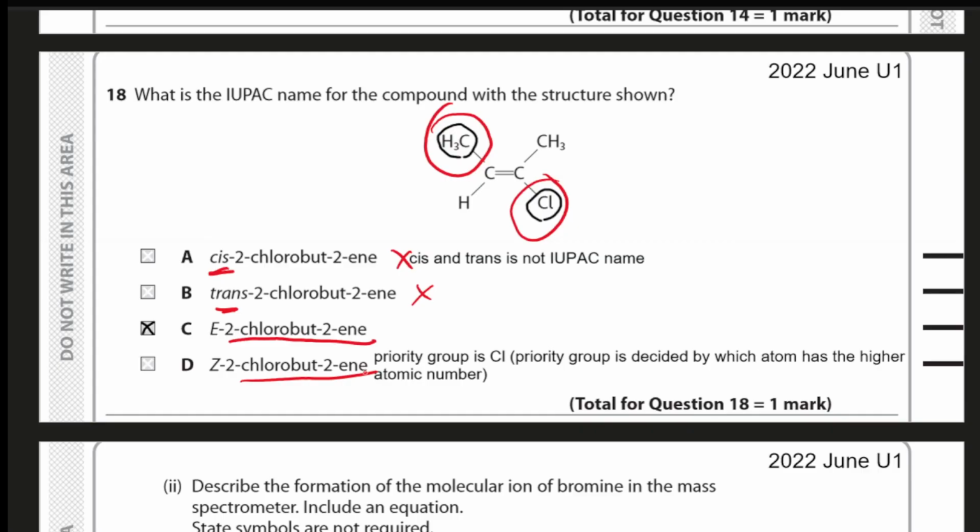Now we know that if the priority groups are present on opposite sides of the carbon-to-carbon double bond, then it is E. But if the priority groups of both sides are present on the same side, then we can say it should be Z. So in this case, we can obviously see that both of them are on different sides, so C will be the correct answer.